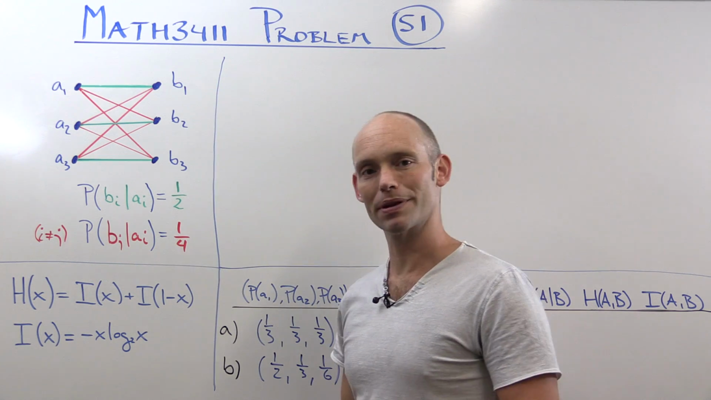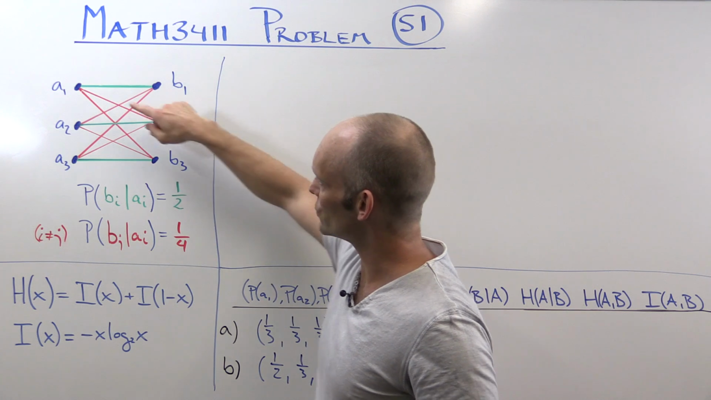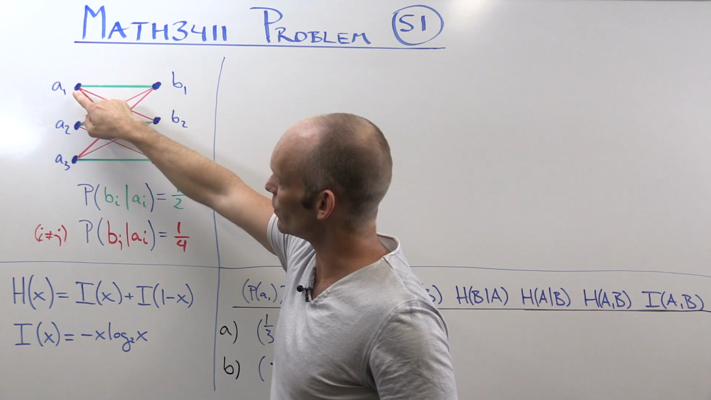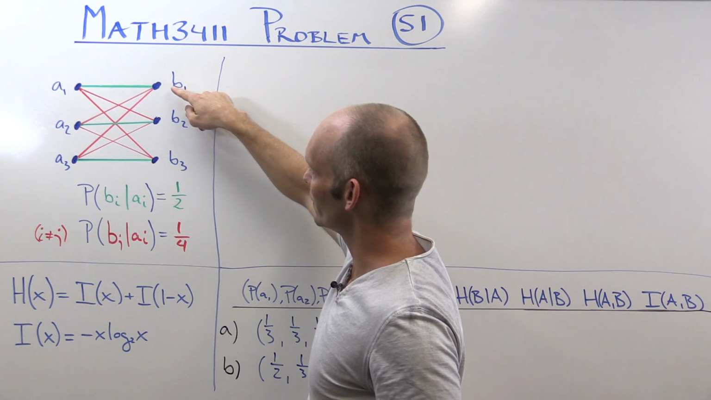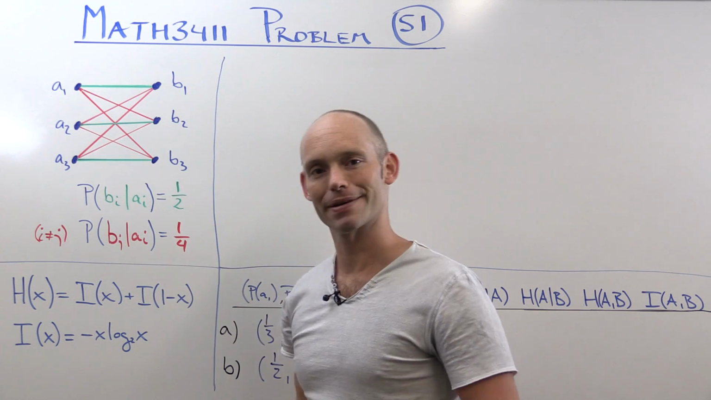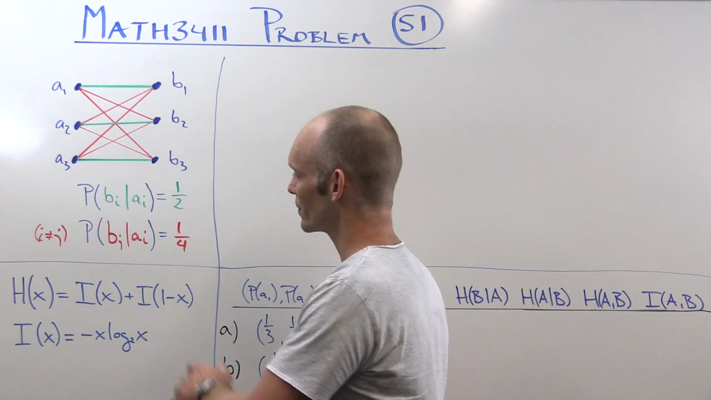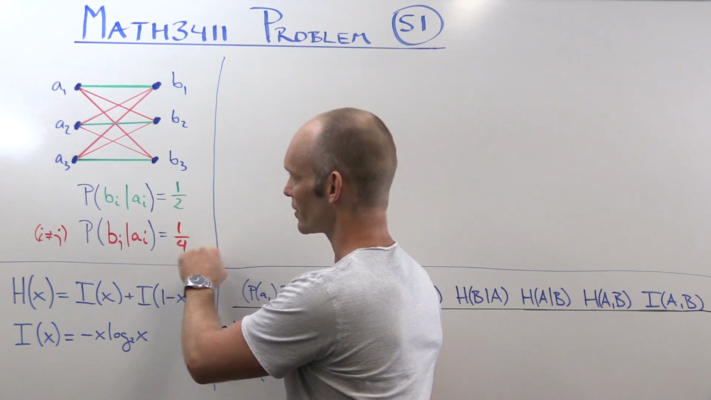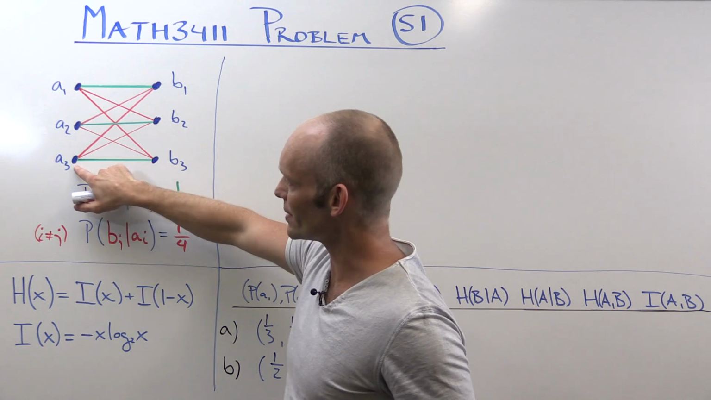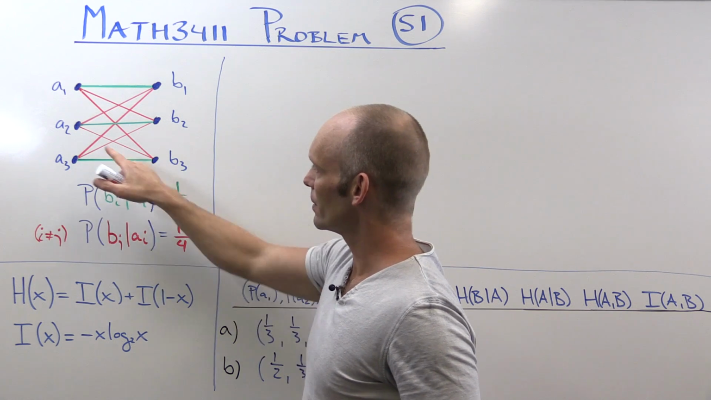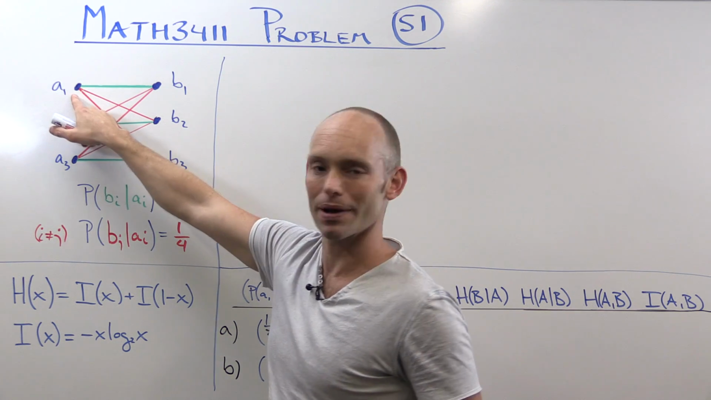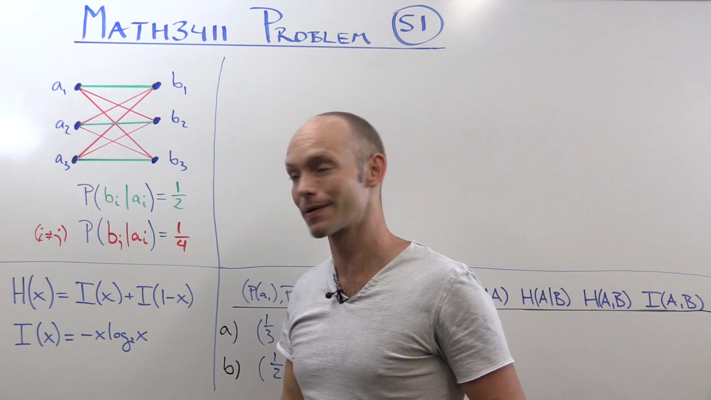The conditional probabilities are given like this. I've drawn them in green and red. So the probability that we have one of these symbols and receive the symbol just across from it with a green edge there is a half. And all the other conditional probabilities are just a quarter. So for instance, the probability that we get B3, given that we sent A3, is a half, but the probability that we get B3, given that we sent A1, is just a quarter.